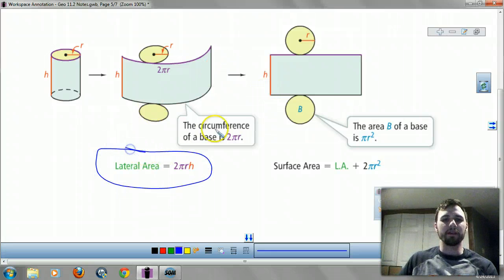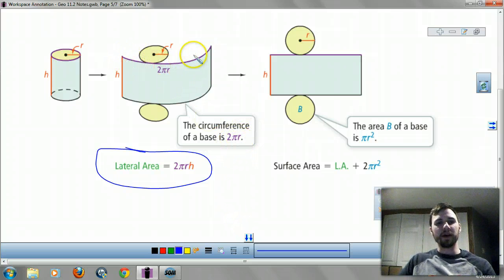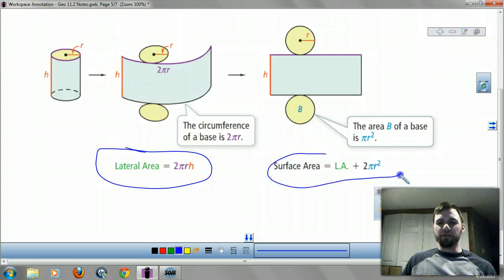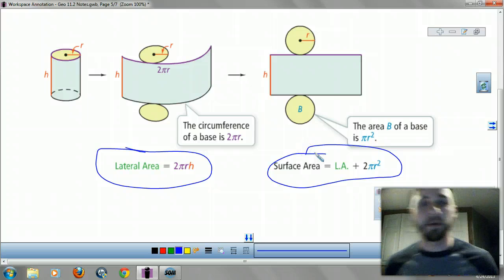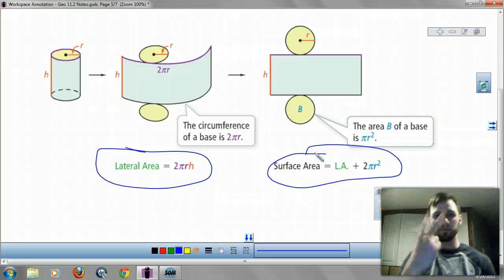My lateral area is equal to 2 pi r h. 2 pi r is your circumference times your height. The other side of that rectangle is 2 pi r, and there's your height. And your surface area is your lateral area plus 2 pi r squared, because pi r squared is the area of a circle, and there are 2 of them.